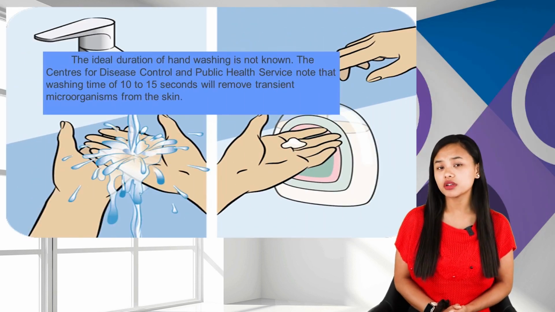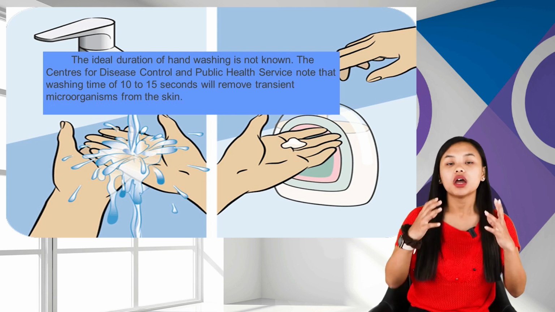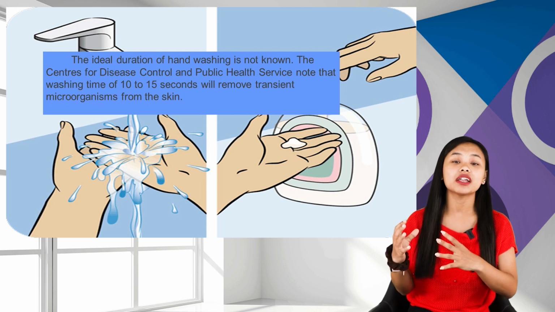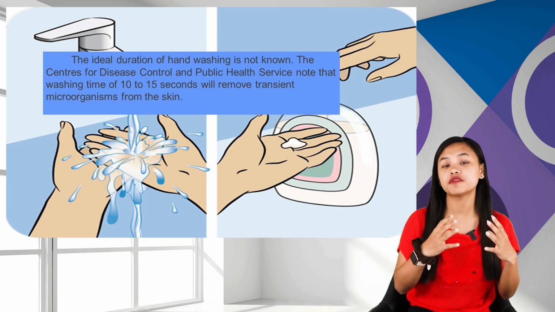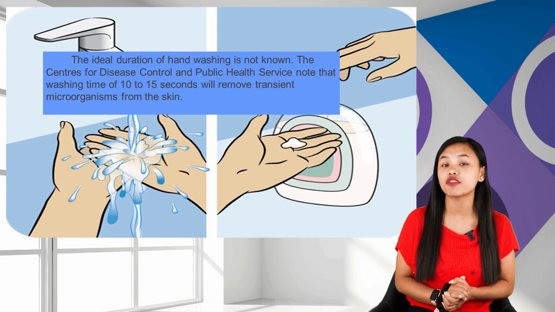So according to Garner and Favreau, nurses must always wash their hands in the above situations. Here, the ideal duration for hand washing is not known. However, the Centers for Disease Control has noted that a washing time of at least 10 to 15 seconds will help to remove the transient microorganisms from the skin.